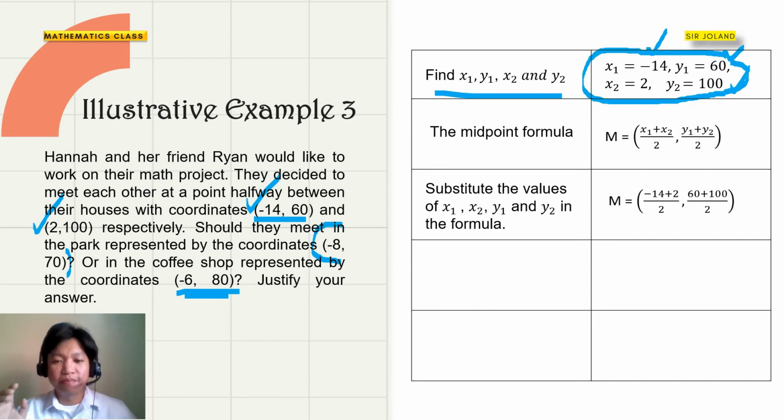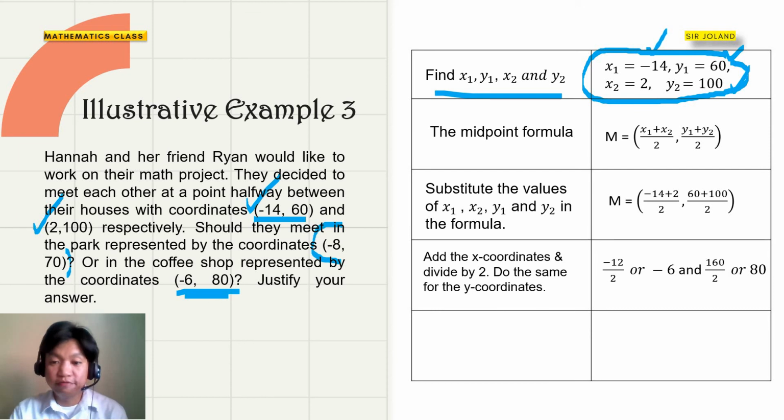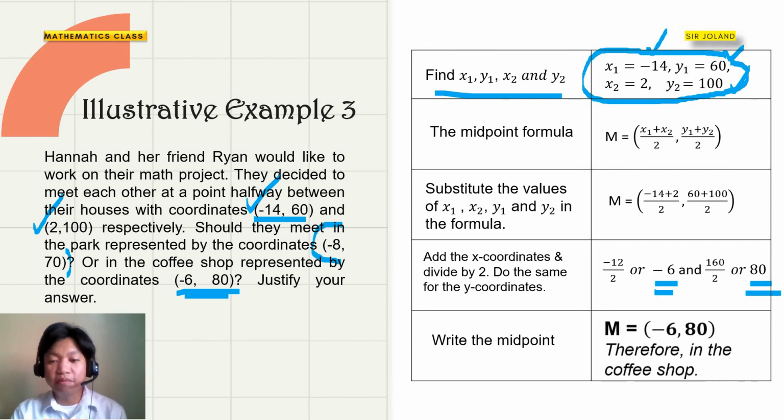Okay. So, kapag na-check na natin na tama yung pagka-substitute, so we add the x coordinates and divide by 2 and then do the same for the y coordinates. Okay? So, ayan. So, negative 14 plus 2, that is negative 12 divided by 2. So, we can simplify this. You just divide. This is equal to negative 6. And then the other one for the y coordinates, that is 60 plus 100, that is 160 divided by 2, that is 80. And then, write the midpoint. So, the midpoint now is negative 6 and 80. That will be the coordinates of the midpoint.